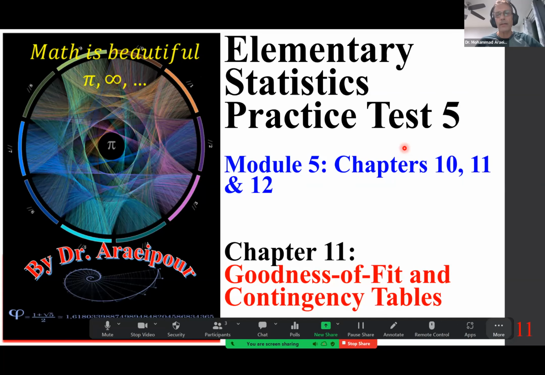Good evening, class. We are looking at Module 5, covering chapters 10, 11, and 12. Here's the practice test for chapter 11, goodness of fit and contingency table.